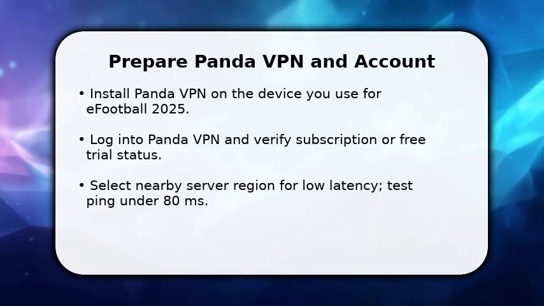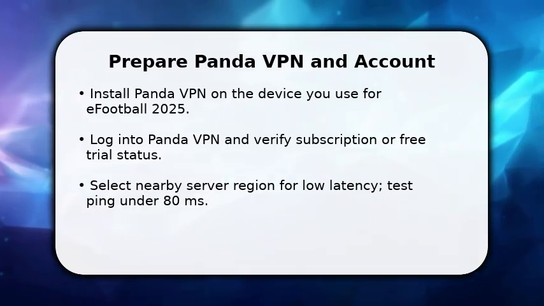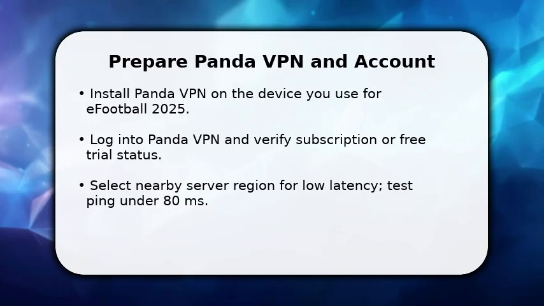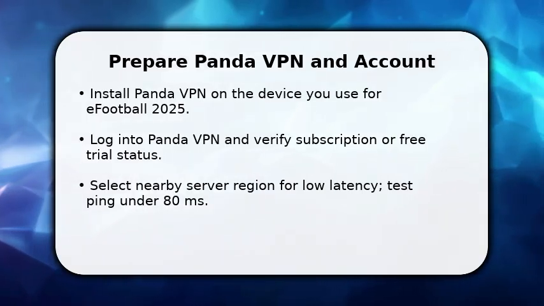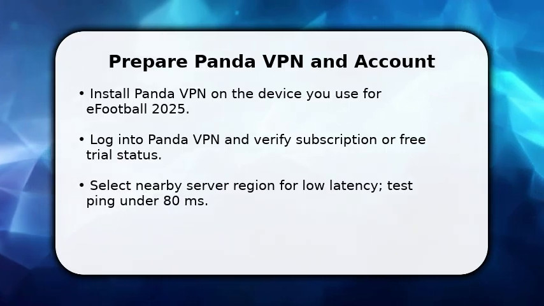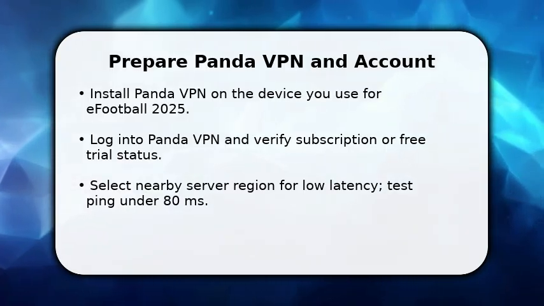Enjoy the video. You start by getting Panda VPN running and confirming your eFootball credentials. Install the app, sign in, and confirm your subscription. Once done, run the built-in speed test and choose a nearby server to minimize latency and packet loss.